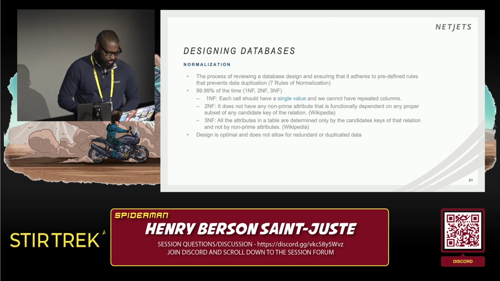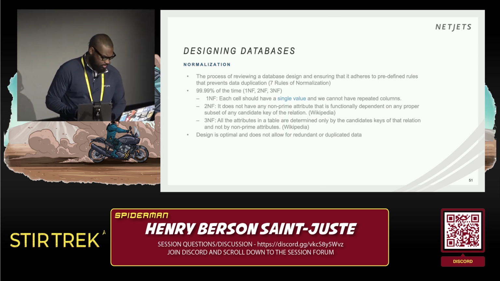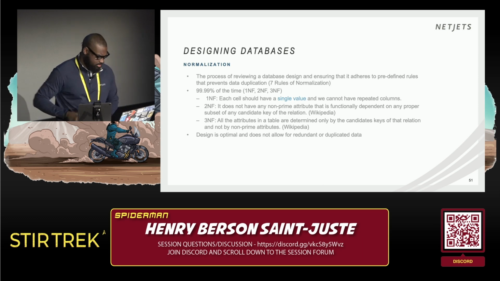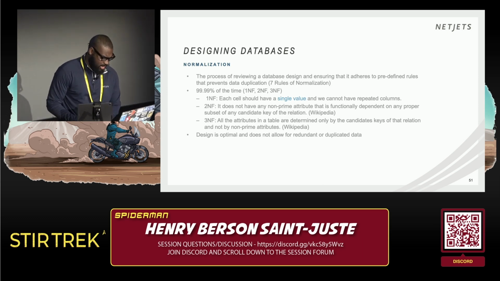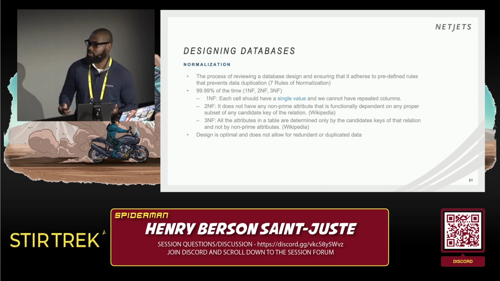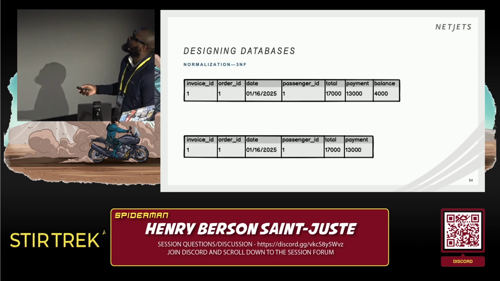The third normal form is that all attributes in the table are determined only by the candidate key of that relation and not by non-prime attributes. What does that even mean? This example shows it better.